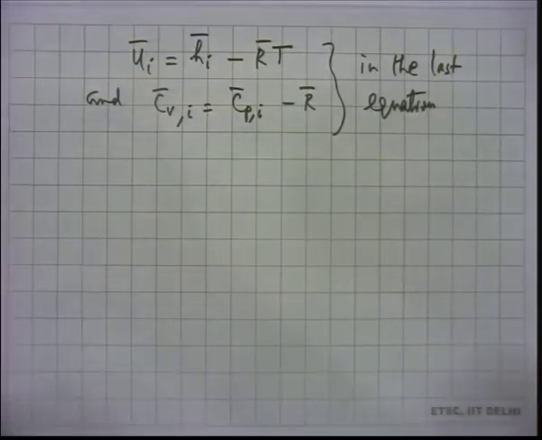So, we can place these in the last equation. And then we get a d temperature dt equation. Now, here unlike in the last problem, we do not need an equation for V, because V is known, but unlike in the last problem we do need an equation for P, pressure.